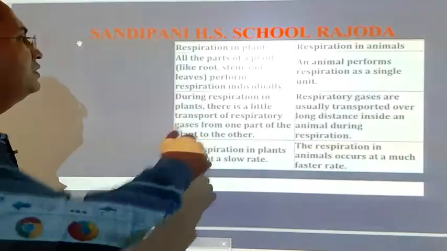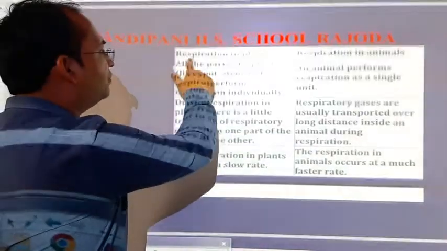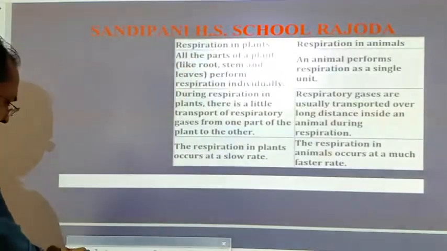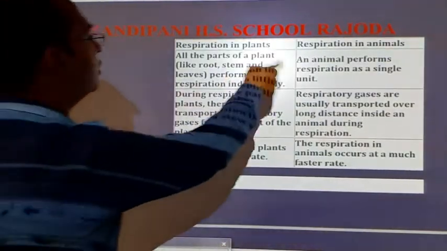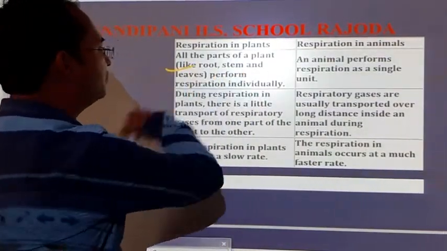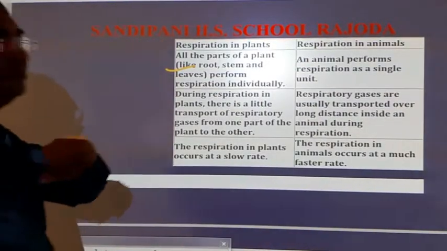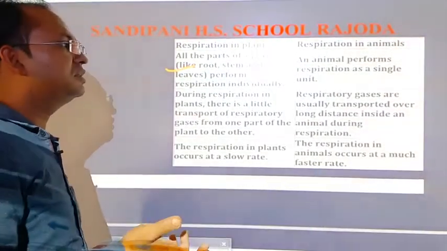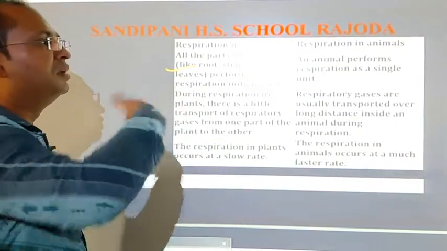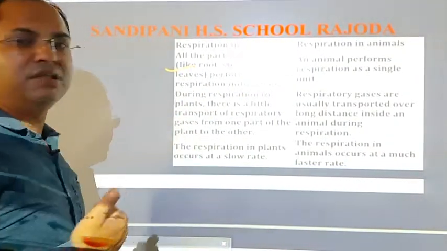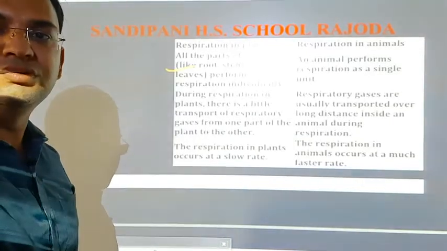So, the very first difference is that all parts of the plant, like root, stem and leaves, perform respiration individually. They can perform individual respiration, but in animals, respiration is performed in a single unit only.